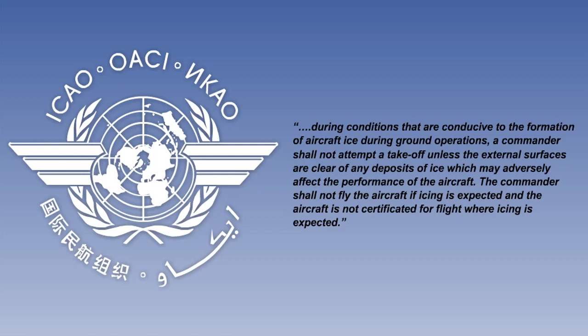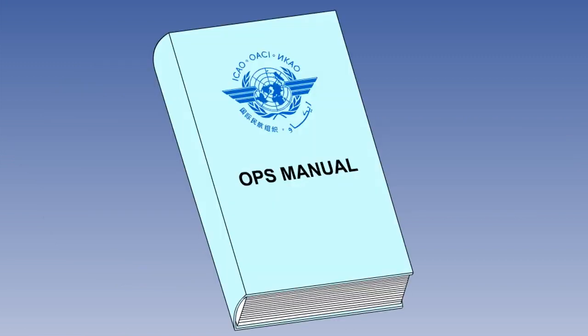The commander shall not fly the aircraft if icing is expected, and the aircraft is not certificated for flight where icing is expected. Guidance on procedures can be found in the ICAO Operations Manual. Part A includes ground procedures, and Part B contains procedures for flight in known icing conditions.